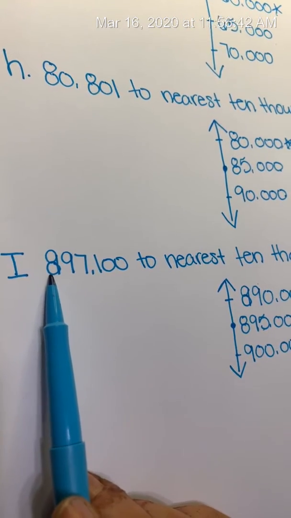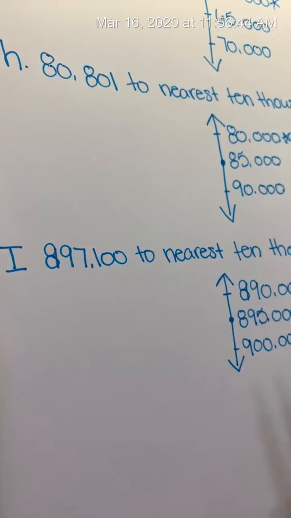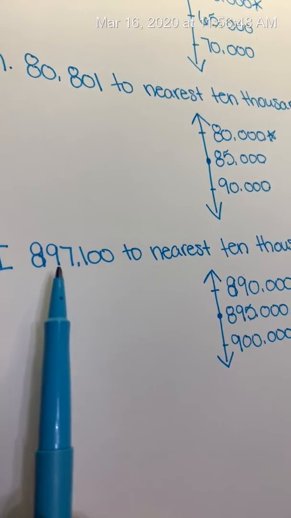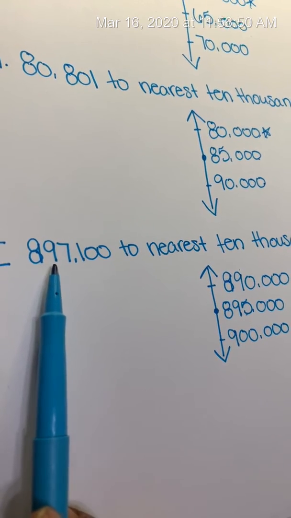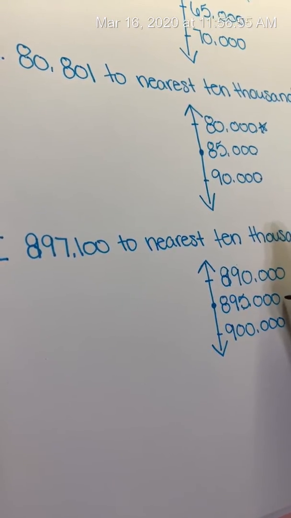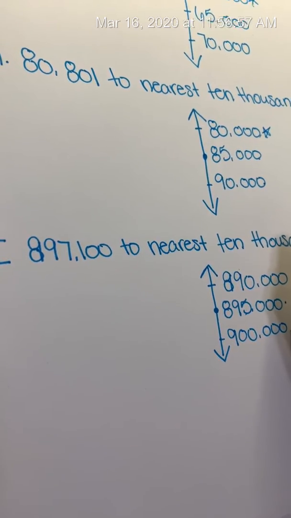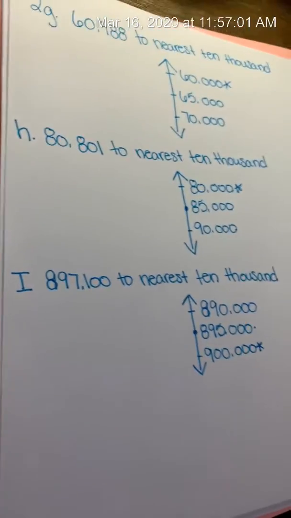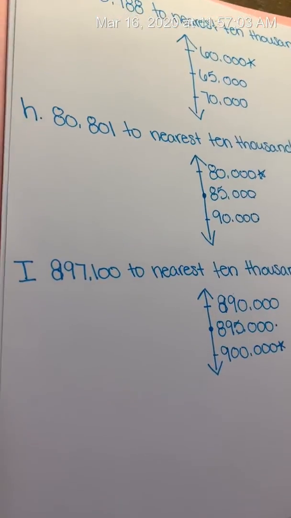since this is a 9, so we're going to have to round that one up to 9 and keep all those zeros. So since we're looking at the 10,000s, we have a 9. We go to the right, we see a 7. That is higher than this midpoint, so that's going to round all the way up to 900,000. So that is the answer for I. 2I, 900,000.